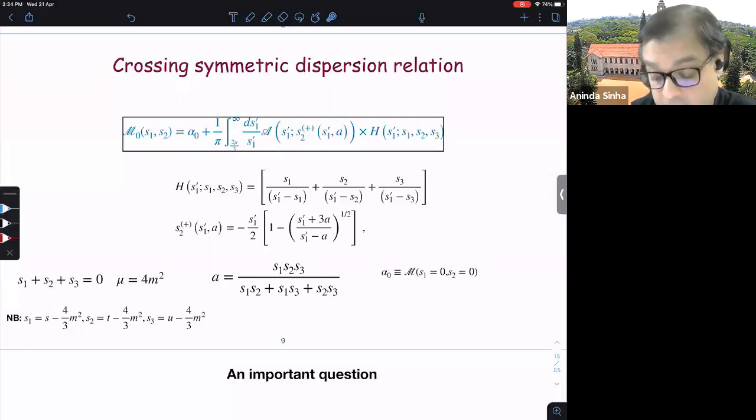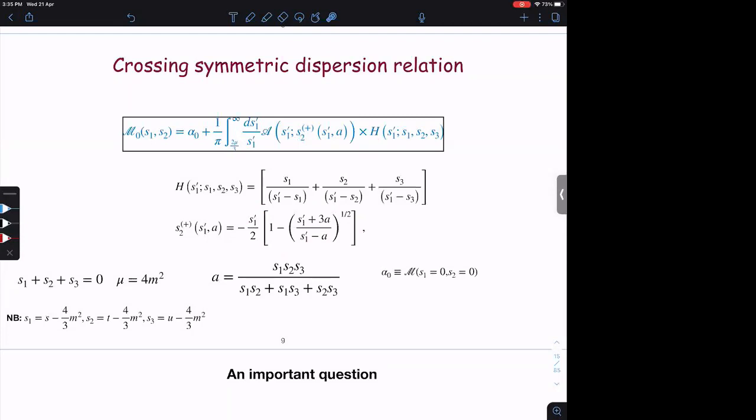And so this is the absorptive part. Instead of T, we see this funny function S2 plus. S2 plus will remind you of a solution to a quadratic equation. I will tell you where exactly this comes from in a bit. Times the kernel.